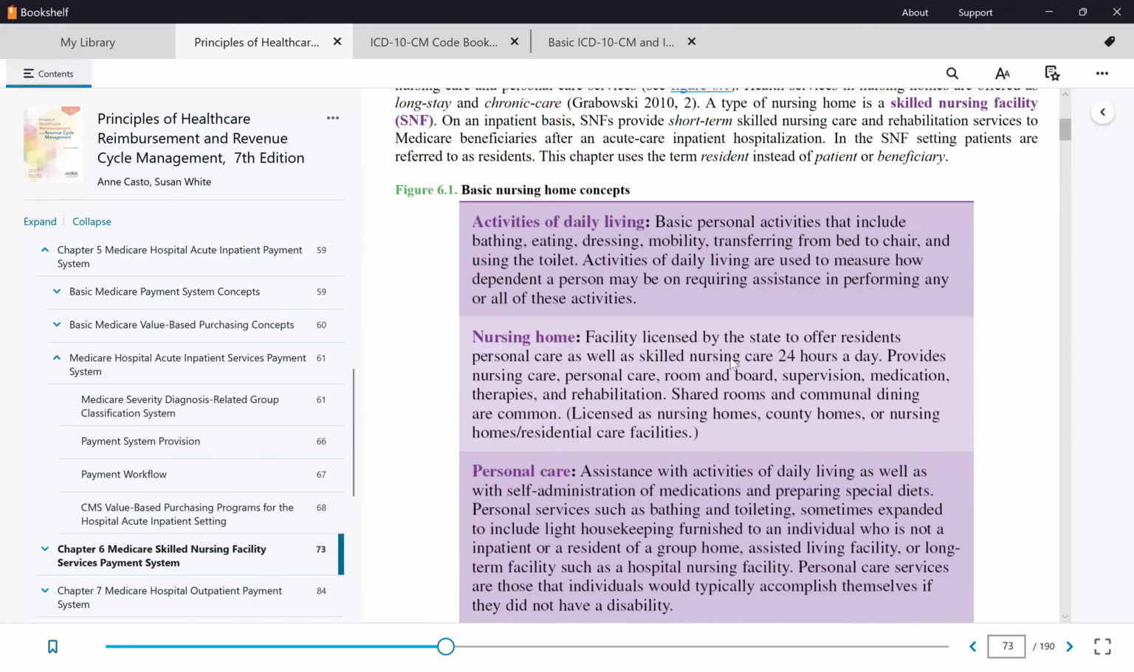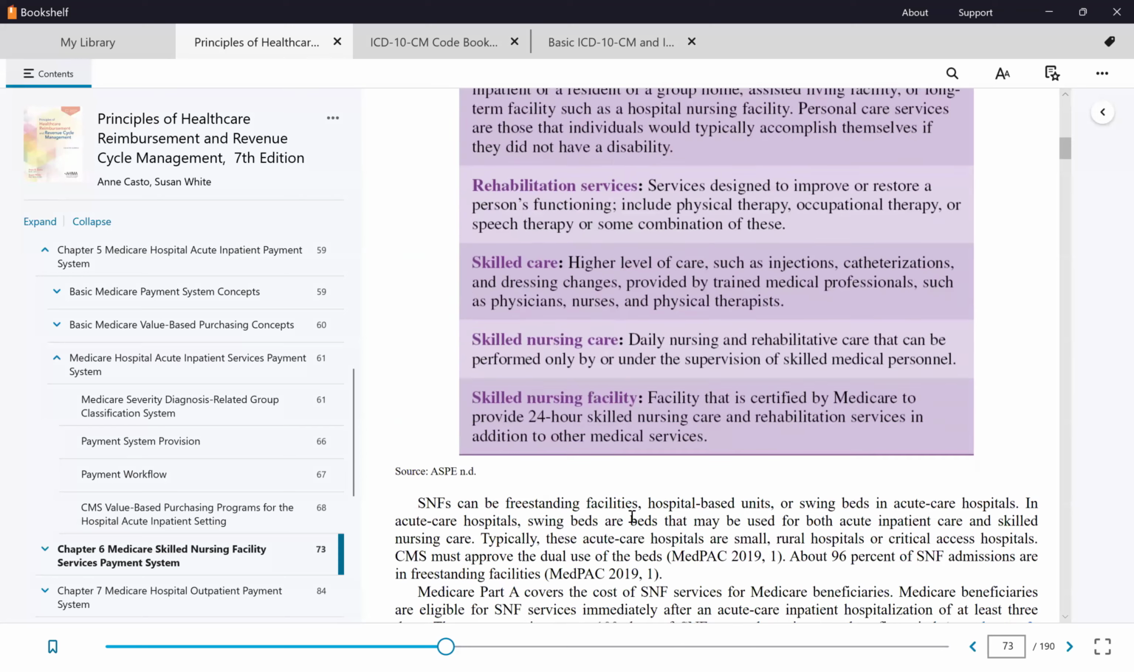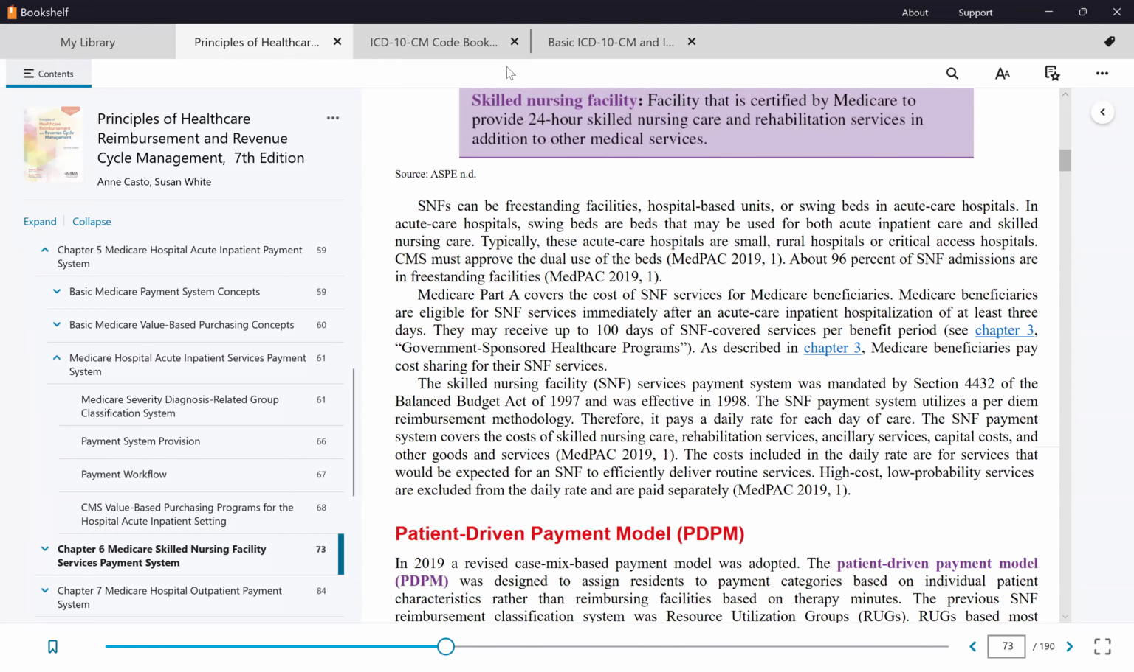And again, like other text, it always pays special attention to look at some of these things that are in tables and figures, such as figure 6.1, which gives you some terms that you'll see when you're looking at nursing home records, such as activities of daily living, personal care, and others. Be sure that you understand these concepts as you work your way through this text.